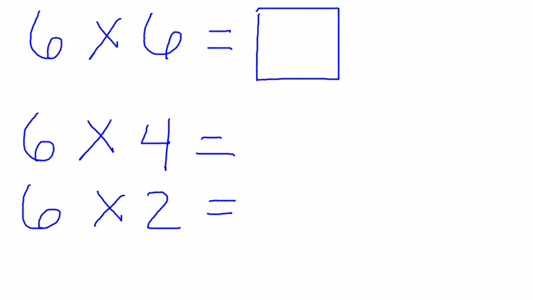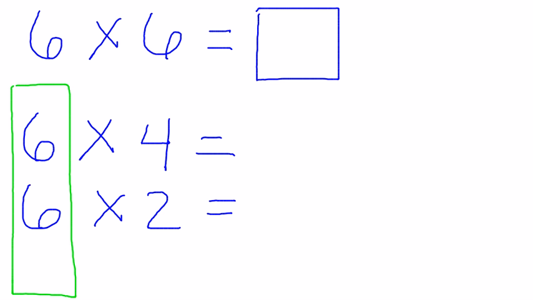Alright. Now, we know that we're just going to leave the first row of numbers by itself. Alright, so we know that that's going to be 6.